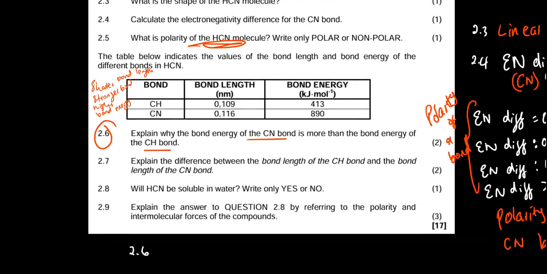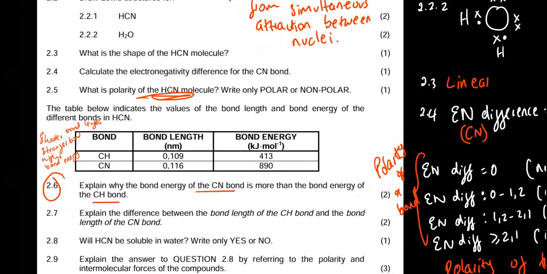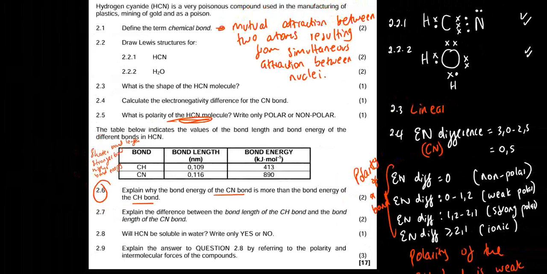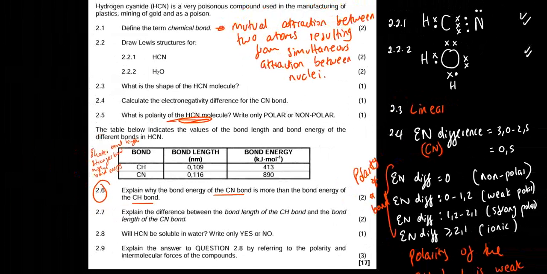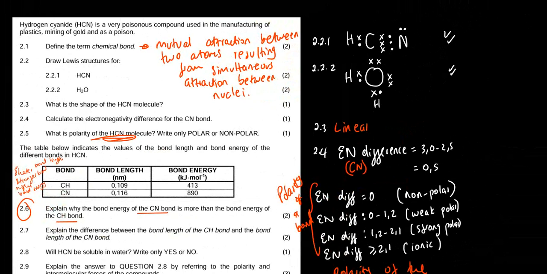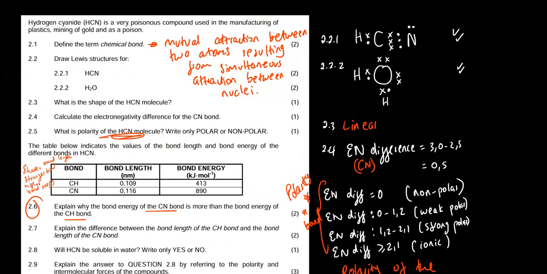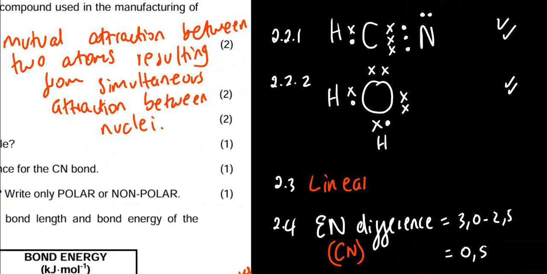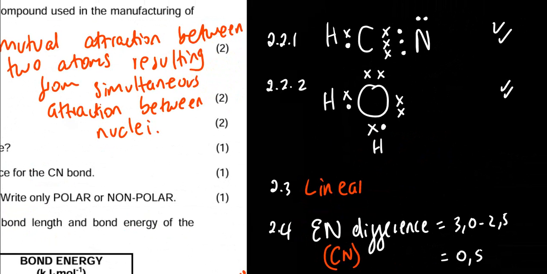Okay, the answer lies in the Lewis structure itself. That's why they are saying focus on HCN. Look at the CN bond, and then look at the CH bond. Do you see that the CN bond is a triple bond, while the CH is a single bond? So that is the explanation that you will give.